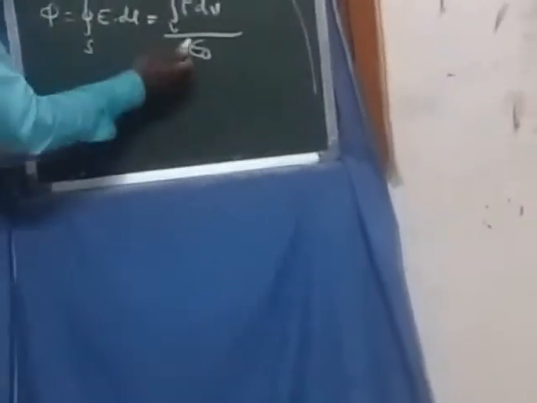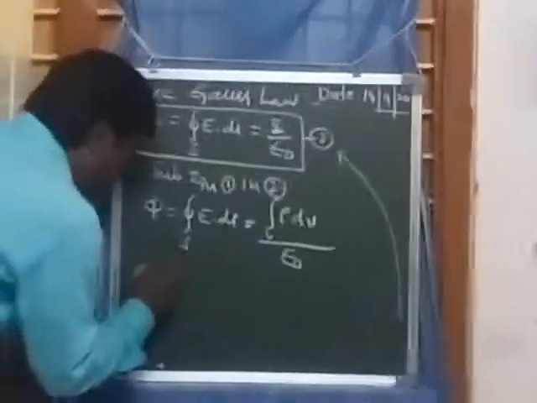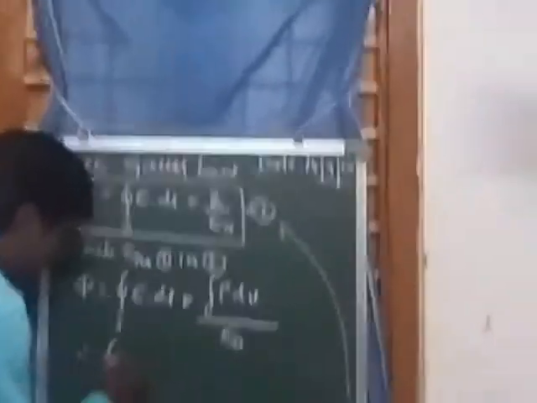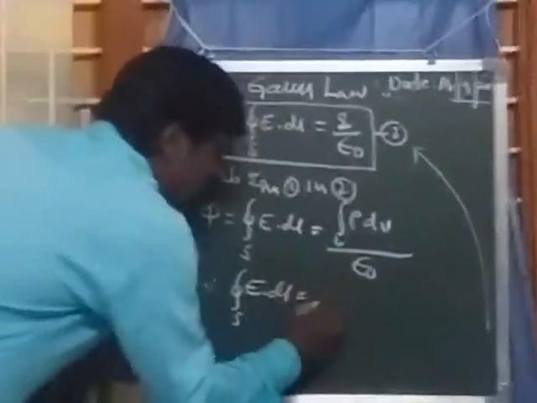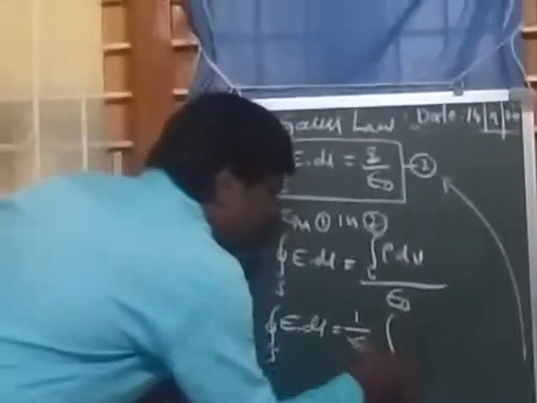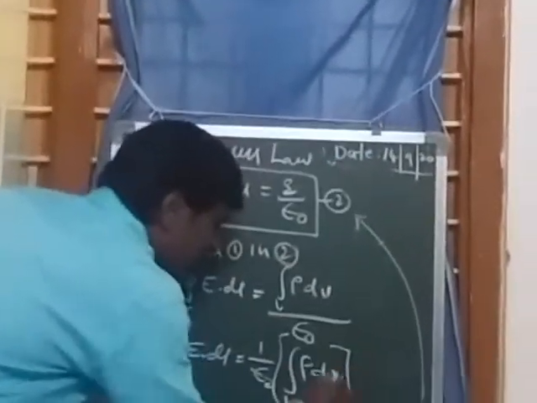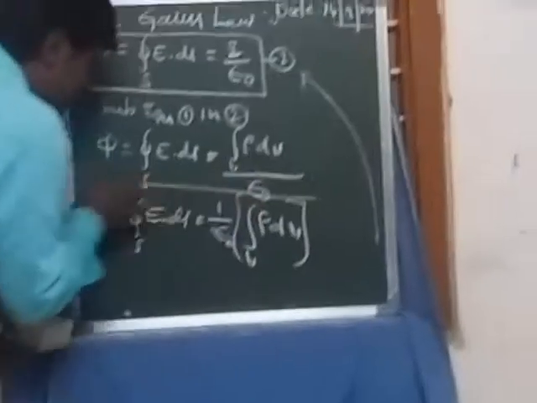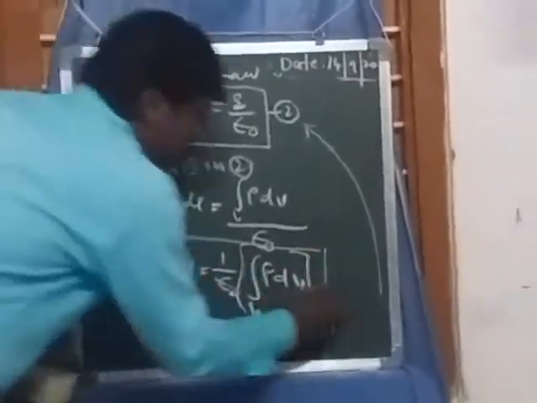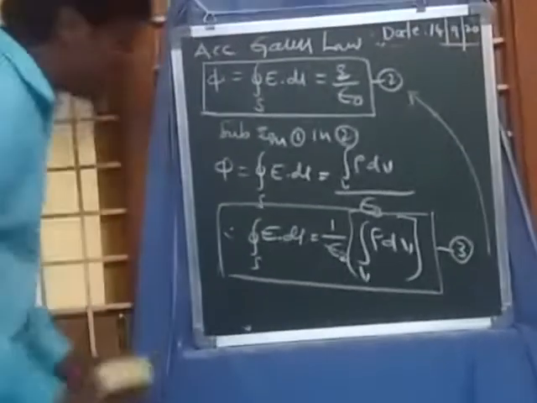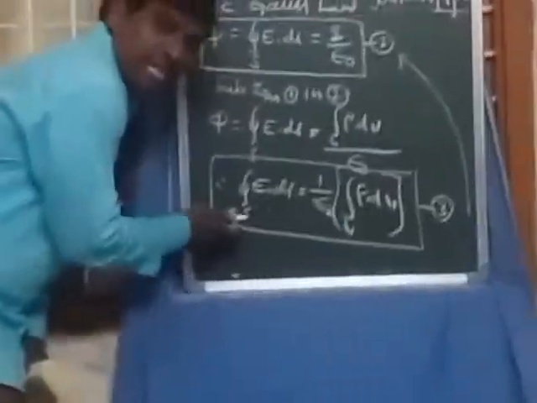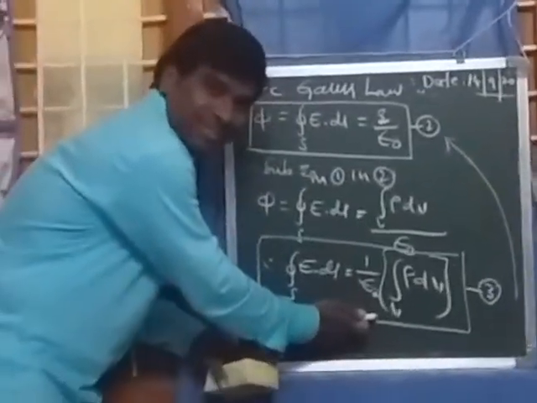Taking 1 by epsilon common, therefore the surface integral S of E dot ds is equal to 1 by epsilon naught times the volume integral V of rho dv. This is represented here as equation 3. See here, students, this is a surface integral, and this is a volume integral.